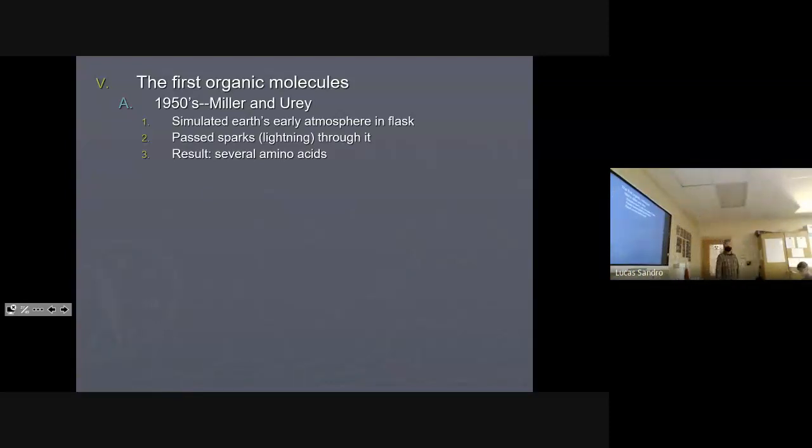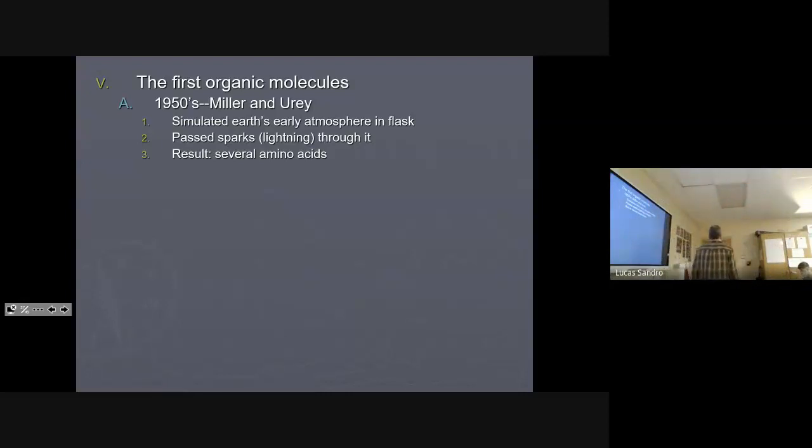What they got, surprisingly, they let it run overnight with the sparks going through it. Come back in the morning, take a sample of the water, chemically analyze it. Amino acids, the building blocks of protein, which is one of the building blocks of life. Kind of cool. They made amino acids.